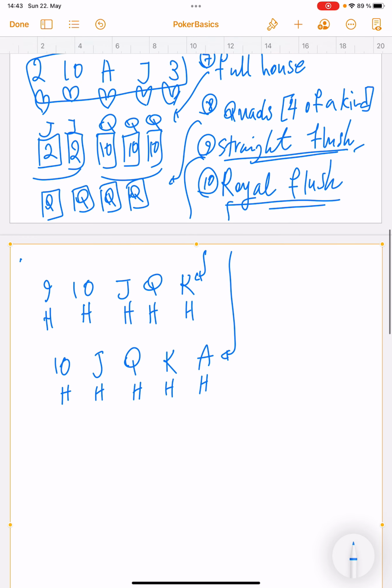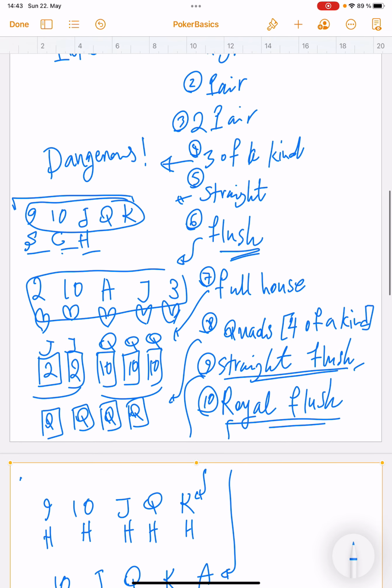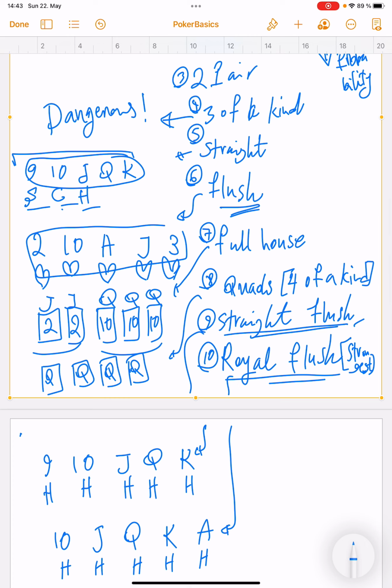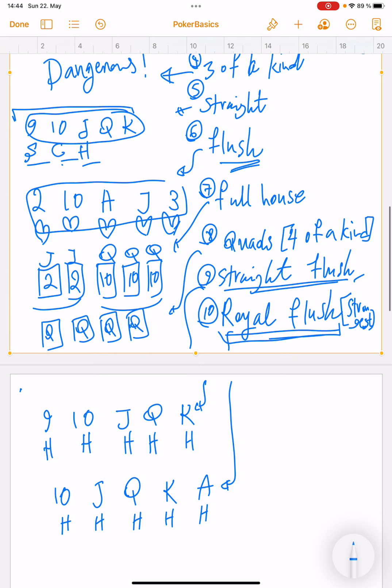Okay, so these are these 10 hands, or these 10 combinations that you might have. And here up here was the weakest, and this is the strongest. And as you go this way, the probability also drops drastically. So royal flush basically maybe in your lifetime happens once or twice. I'm joking, but the probability is really, really low.